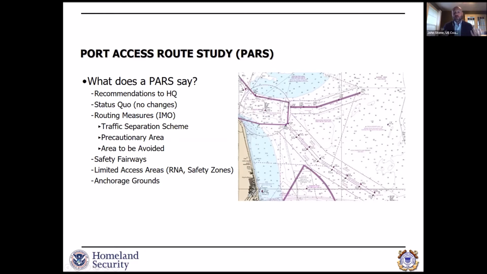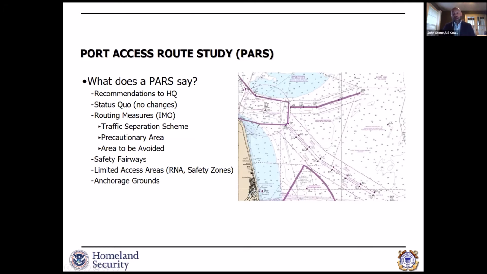And so the study will provide recommendations up to Coast Guard headquarters, and then we'll move forward from there, given the recommendations, with any regulatory or international work that we would need to do in order to properly designate a fairway or a traffic separation scheme. Now, the PARS itself could actually recommend nothing. We could do the whole study and say that everything's fine in the waterway. We're going to maintain the status quo the way it is.